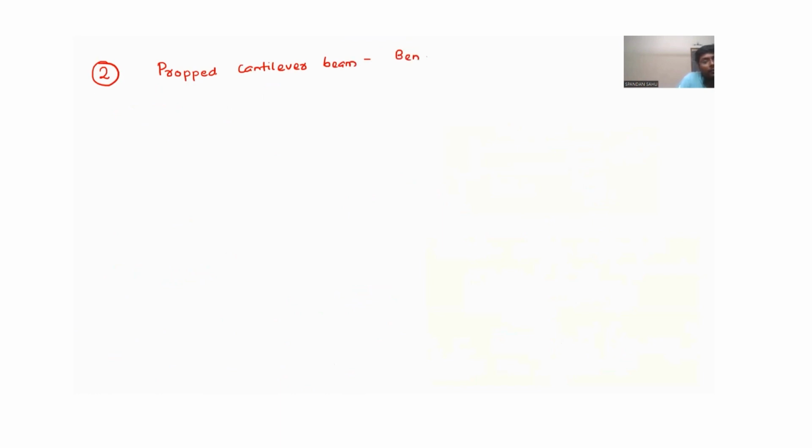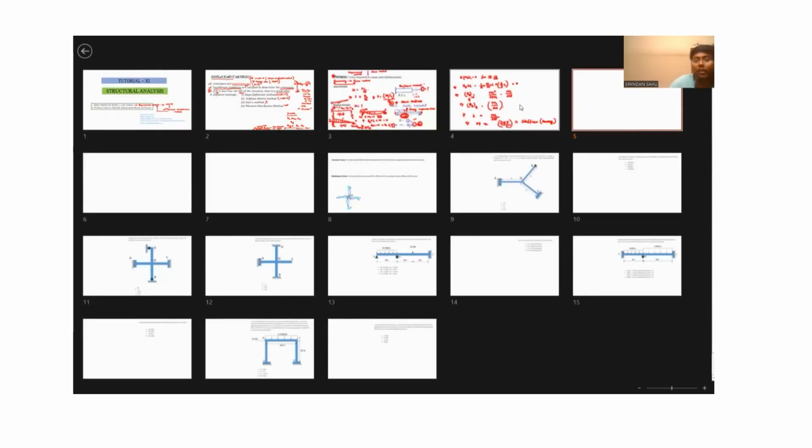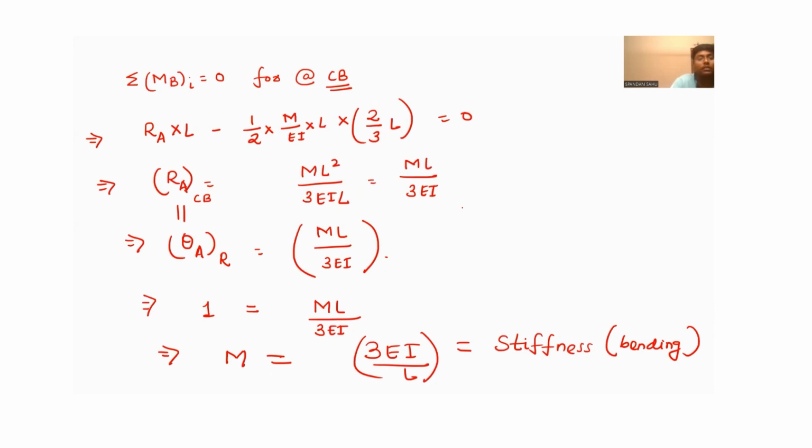Second, we will do bending stiffness for the propped cantilever, because while we solve problems, you will face so many questions where this propped cantilever type of beam appears. So this is the most important thing, and you should remember how we derive it, because the derivation is important for this part.